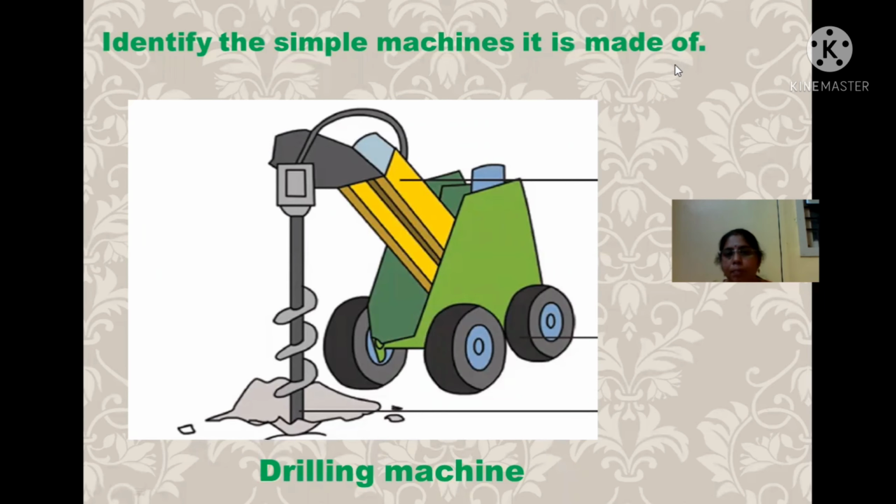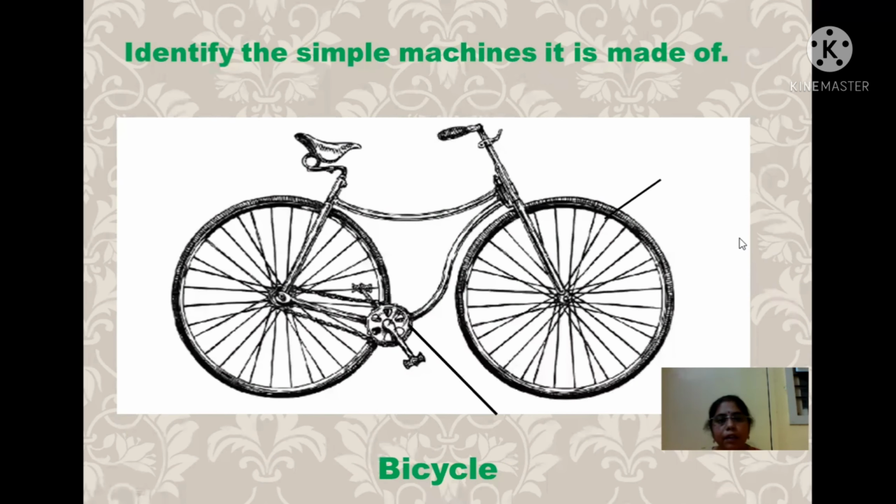Identify the simple machines it is made up of. Drilling machine: lever, wheel and axle. This is screw. Identify the simple machine it is made up of. Wheel and axle. Pulley.